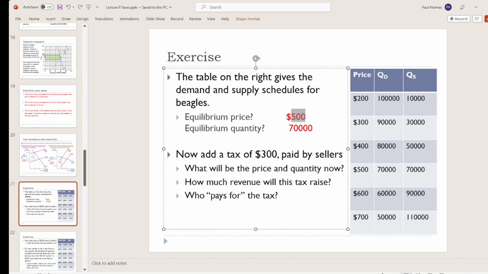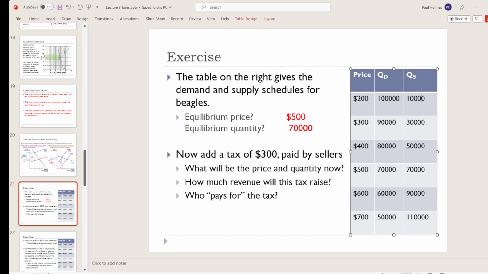If the price the sellers received stayed at $500, then the sellers would no longer be willing to provide 70,000 beagles, right? Because if they received 500 and then had to pay 300 to the government, they would in the end get only $200, and so they would only provide 10,000 beagles, and that's not an equilibrium, right?